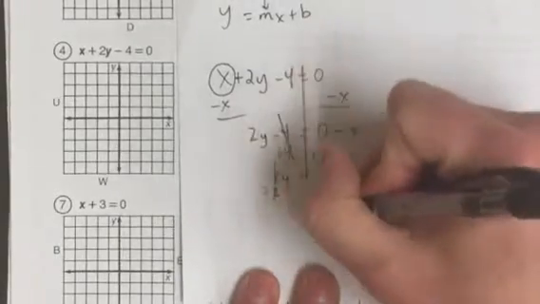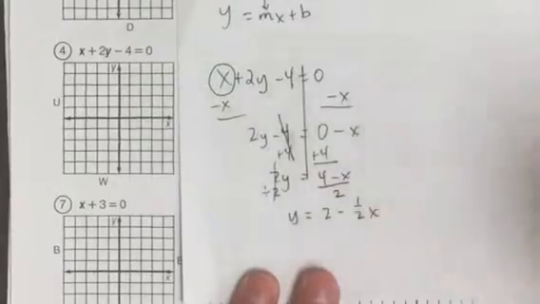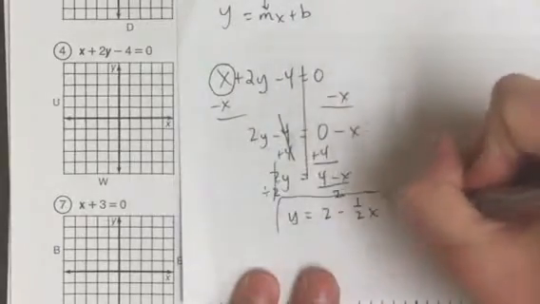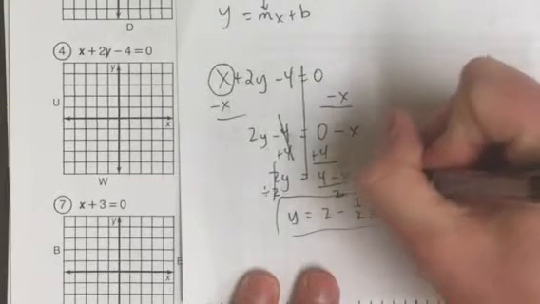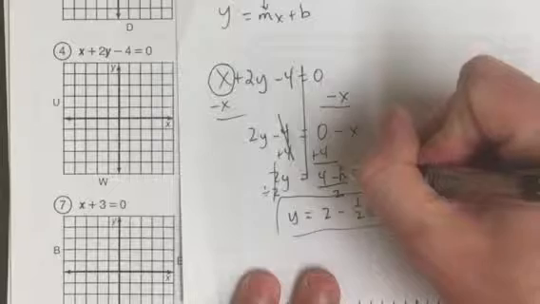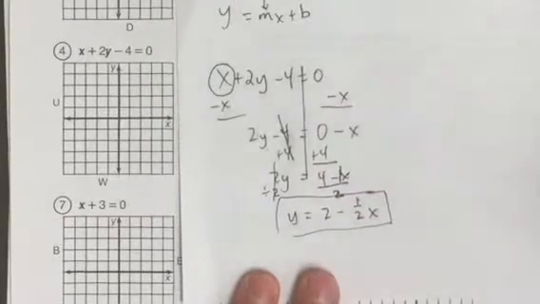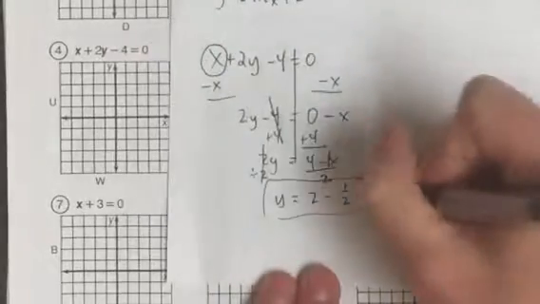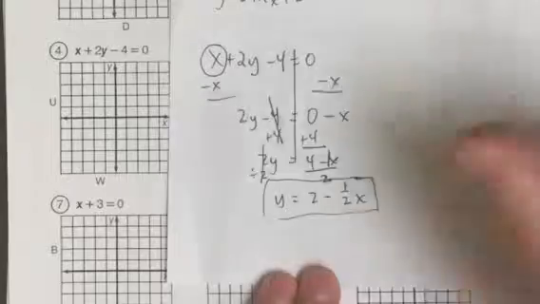These are going to cancel. I'm left with y equals 2 minus 1/2 x. So how did I get that 1/2? Just so you know, I divided the 2 into both terms. And if you didn't know, there's a 1 in front of that x. So what I really did was leave it as 1 divided by 2, which is 1/2. That's slope. That's how we write slope. Rise 1, run 2. And then we got that 2 here.